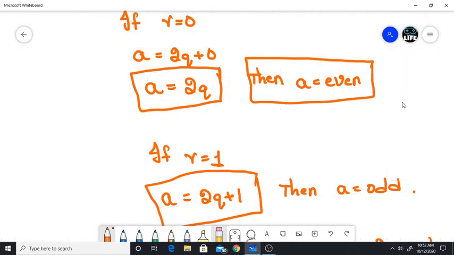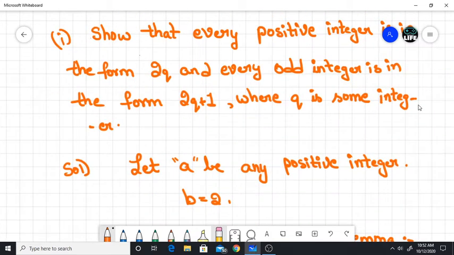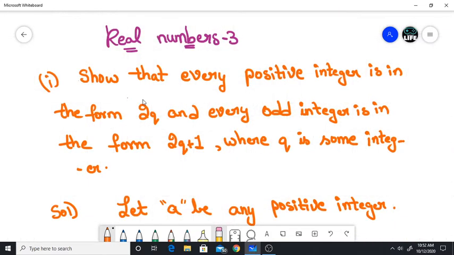See, let's watch it again. The question is given like, show that every positive integer is in the form 2q and every odd integer is in the form 2q plus 1. I'll highlight them. See, every positive integer is in the form 2q and every odd integer is in the form 2q plus 1.